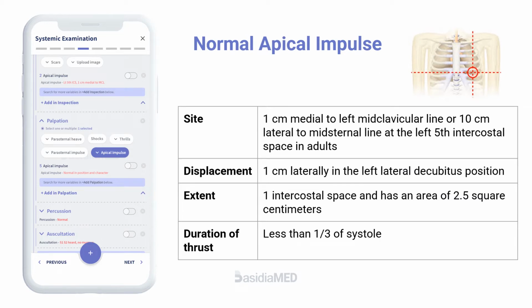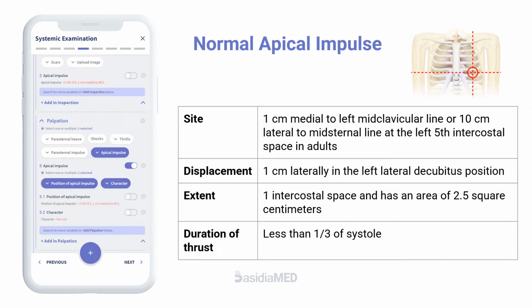Normal apical impulse. Normal site of the apical impulse is about 1 centimeter medial to midclavicular line or 10 centimeters lateral to midsternal line at the left fifth intercostal space in adults. Normal displacement is 1 centimeter laterally in the left lateral decubitus position. Normal apical impulse is confined to 1 intercostal space and has an area of 2.5 square centimeters. Normal duration of thrust of apical impulse is less than 1/3 of systole.